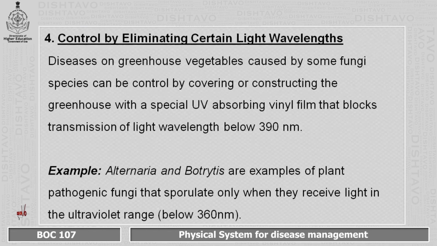Fourth is the control by eliminating certain light wavelengths. Diseases on greenhouse vegetables caused by some fungal species can be controlled by covering or constructing the greenhouse with a special UV absorbing vinyl film that blocks transmission of light wavelengths below 390 nanometer. For example, Alternaria and Botrytis are plant pathogenic fungi that sporulate only when they receive light in the ultraviolet range, at or below 360 nanometer.